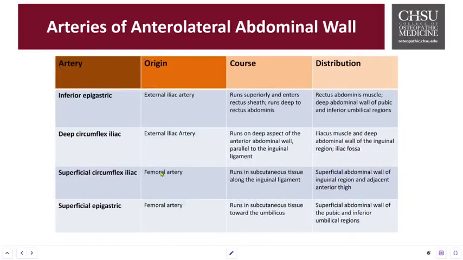And over here we have the inferior epigastric that comes off of the external iliac artery, and the deep circumflex iliac artery also comes from the external iliac artery. The superficial circumflex iliac comes from the femoral artery, and the superficial epigastric comes from the femoral artery as well.